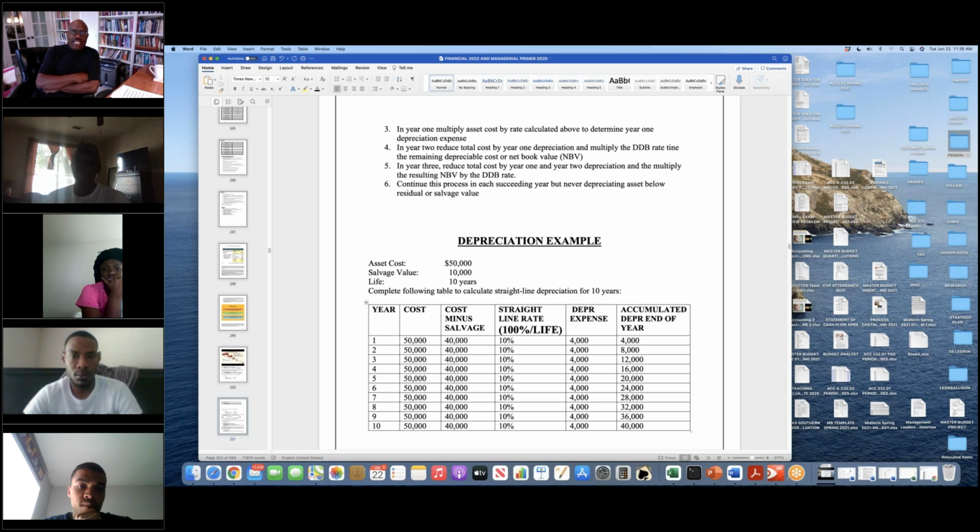Is there any issue of how we calculate straight line depreciation? So that's pretty straightforward.